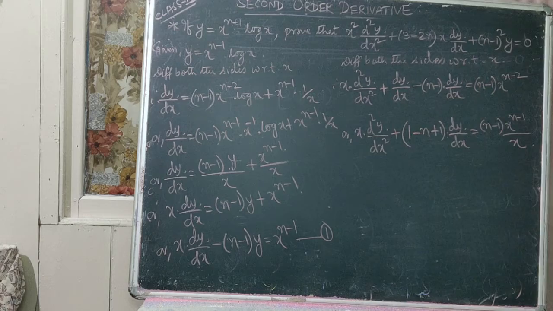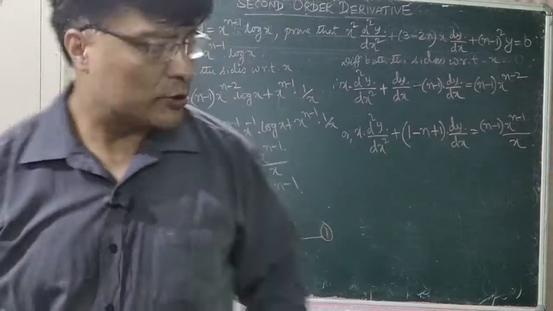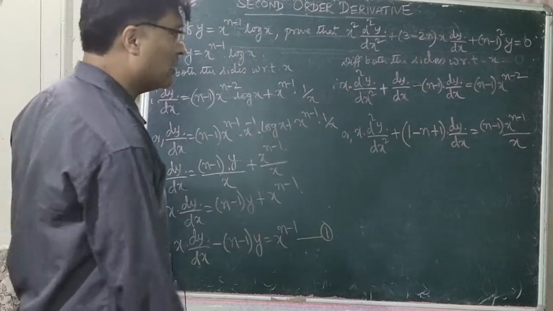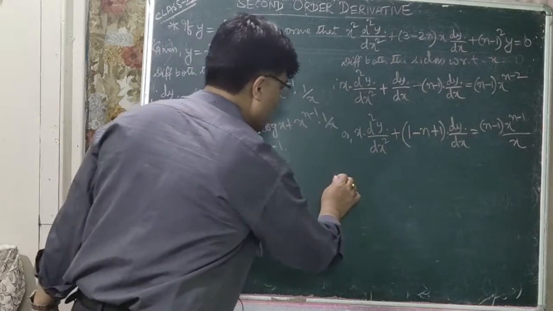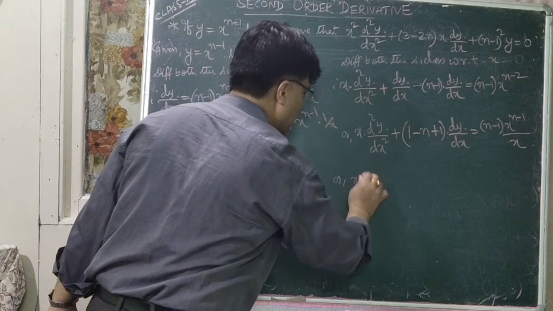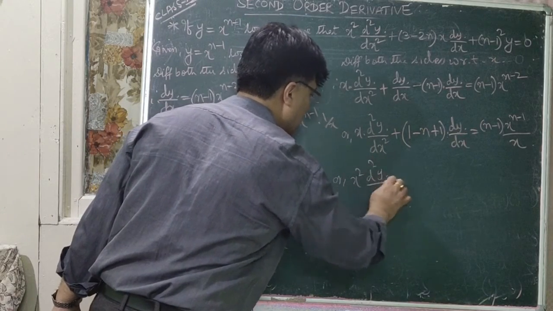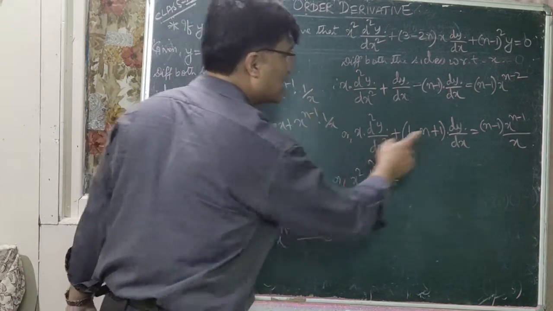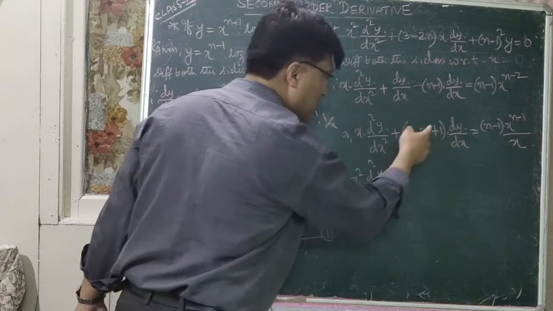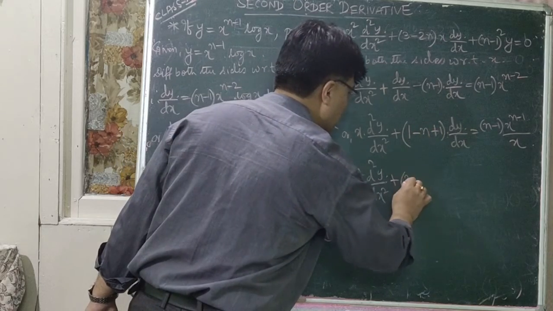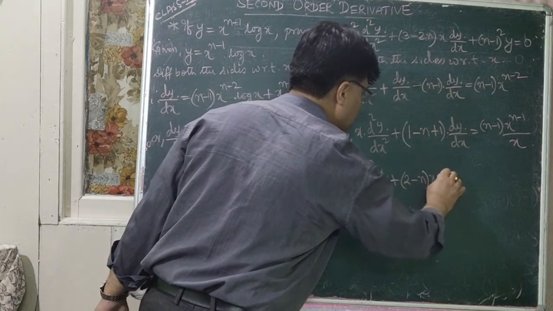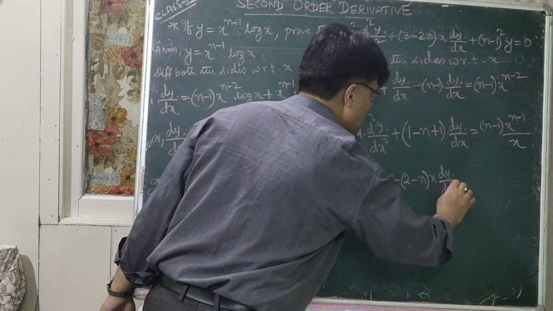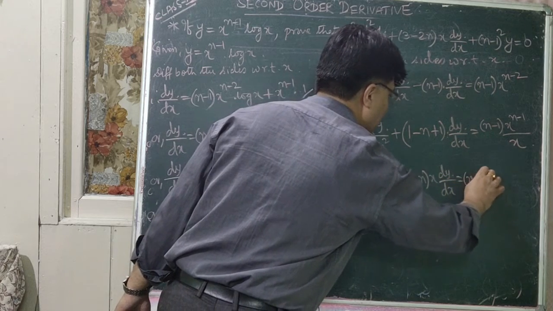So now what will you do in the next step? So we can do cross multiplication here, cross multiply by x here. So x into x, x square d2y by dx square plus. So next you have to cross multiply by x. For the second term also it is 1 plus 1, 2 minus n into x dy by dx, which is equal to n minus 1.